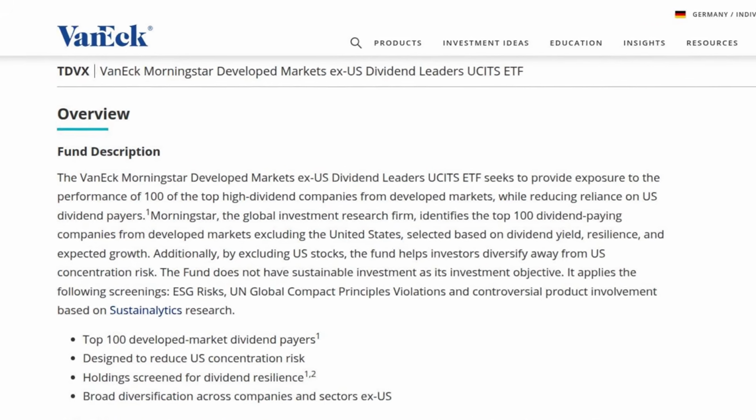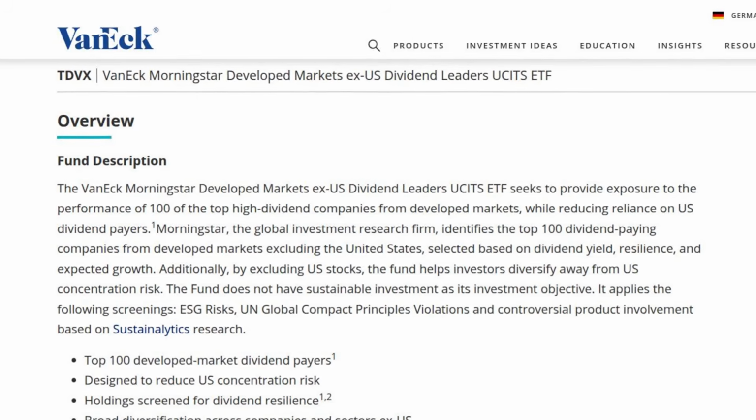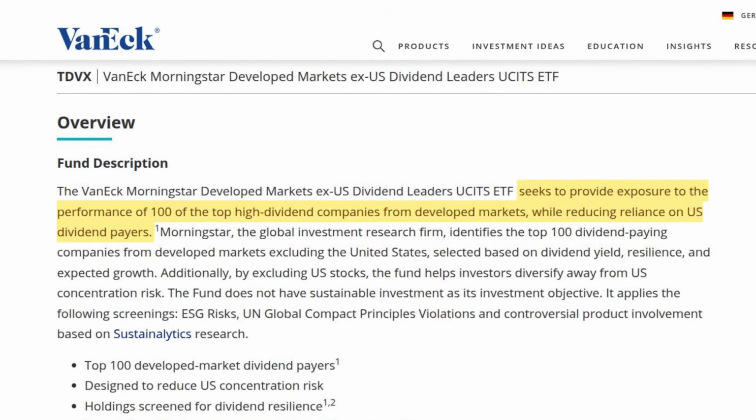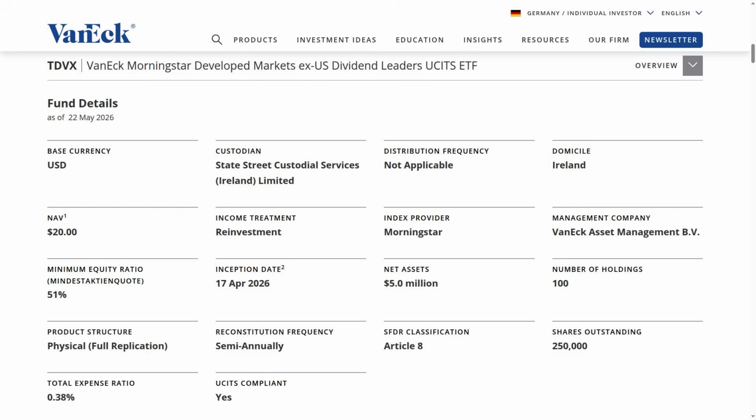Alright, so what is this ETF actually about? This fund seeks to provide exposure to the performance of 100 of the top high-dividend companies from developed markets, while reducing reliance on U.S. dividend payers. The strategy is exactly the same as the classic VanEck ETF, just without any U.S. companies in the mix. We will look closely at the exact selection criteria for these companies in just a moment. But first, let's look at the key facts of this ETF.